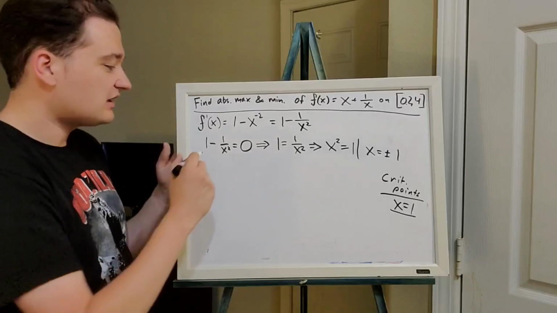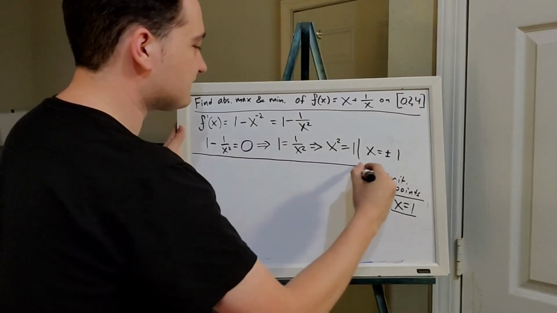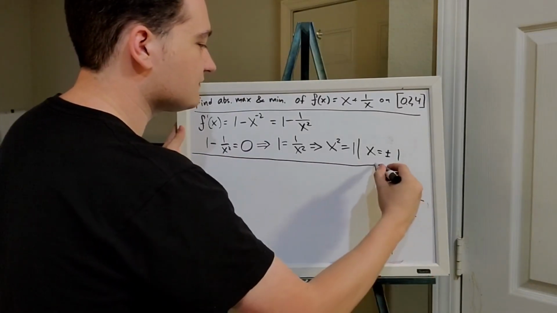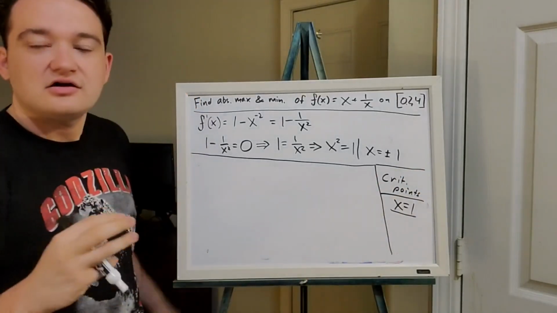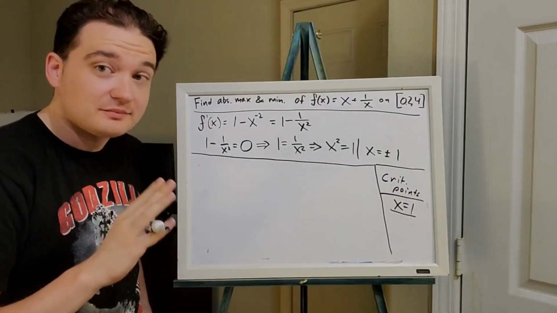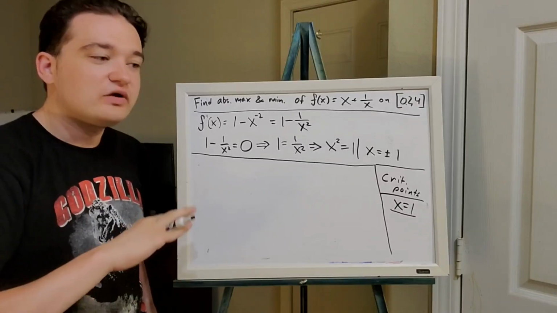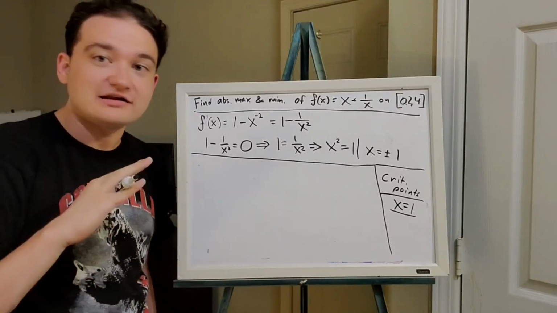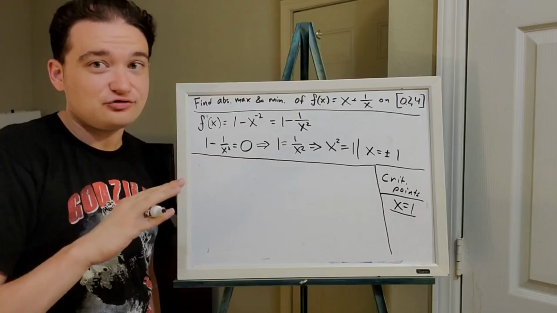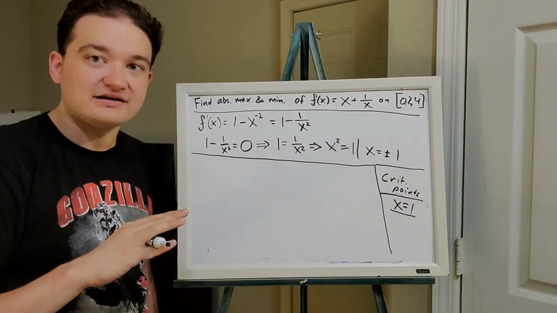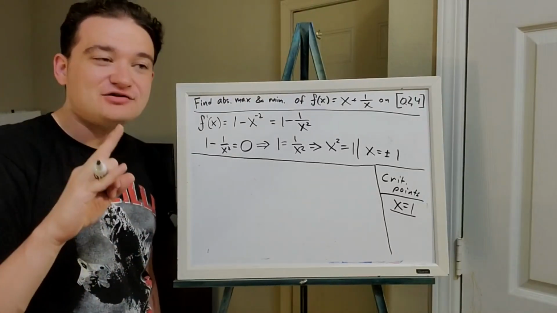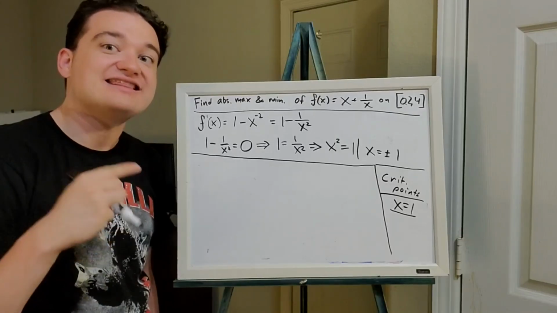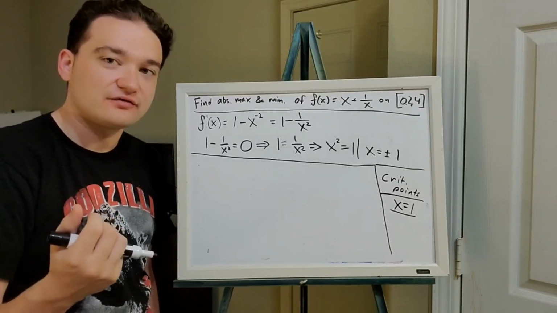Okay, so we have our critical points in the interval. What do we do with them? Here's what we do. I'm going to box this off. We're trying to find the absolute maximums and minimums. We know that any sort of local max or min has to occur at a critical point, but absolute maxes and mins can also occur at the endpoints of intervals.